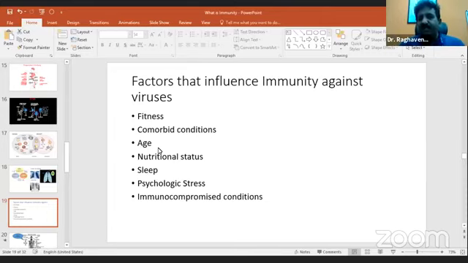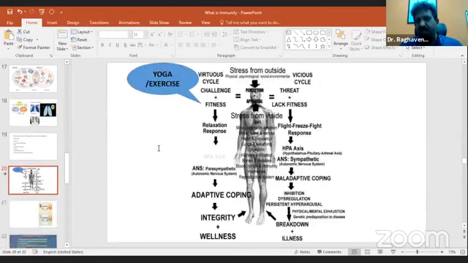So what are the factors that influence immunity against viruses? We know physical fitness is very important. Comorbid conditions, your hypertension, diabetes, can reduce your ability to fight infections. Aging: the elderly population can succumb to infection because the T cell response is lower in the aged population compared to the youth. Nutritional status is very important. I told you sleep is a very important factor for fighting infections. If you don't have proper sleep, your T cell and B cell responses are curtailed. Stress is also very important because it releases stress hormones like cortisol, which can numb the immune response. And immunocompromised conditions, as I said, are also very important.